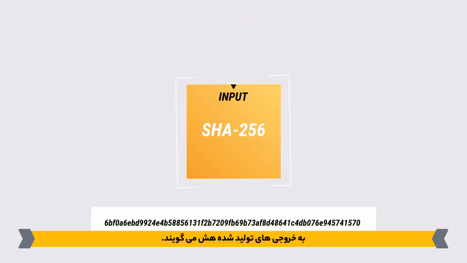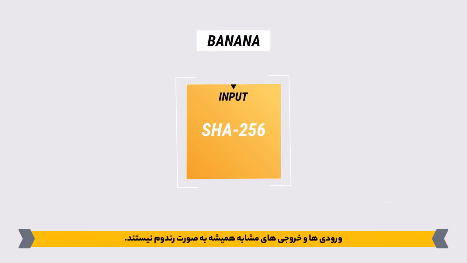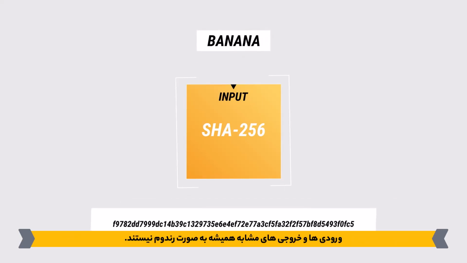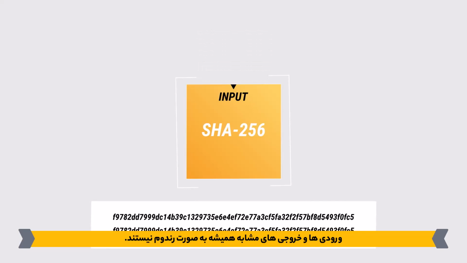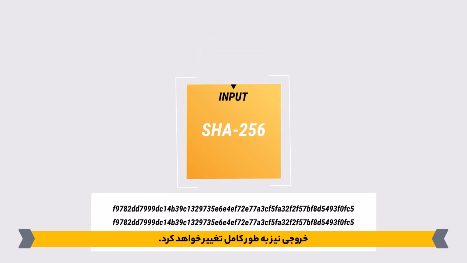The output produced is called a hash and will be the same length every time, 256 bits in machine code. The same input will give the same output every time. It's not random, but if you make a small change to the input, the output will change completely.